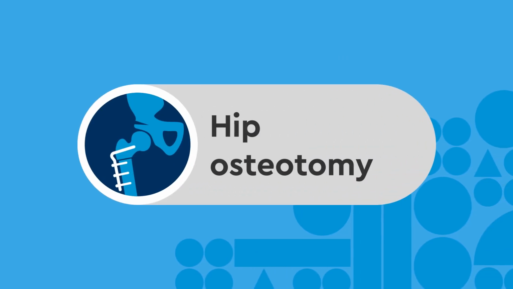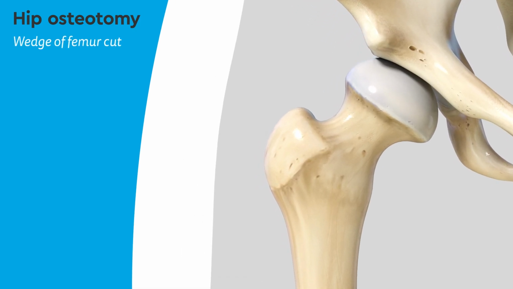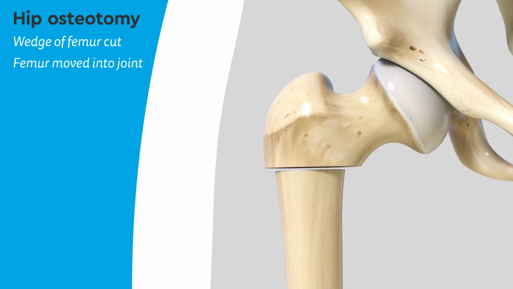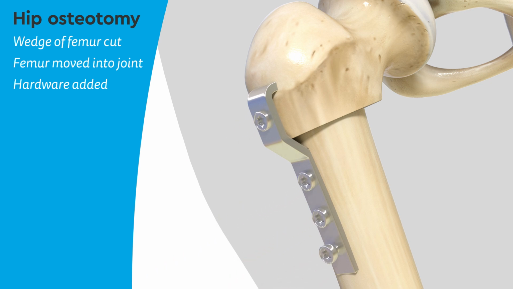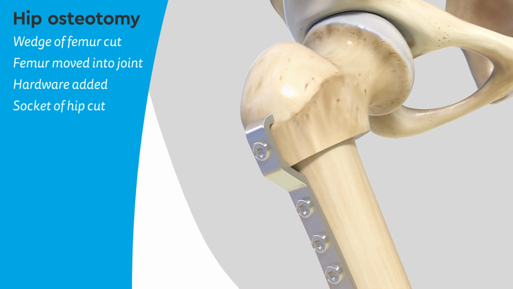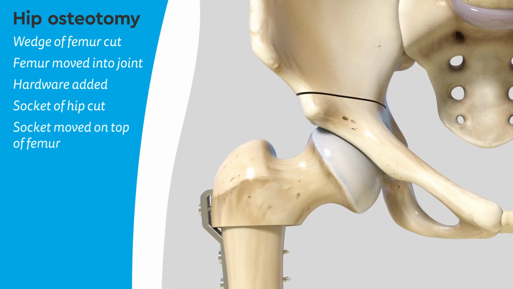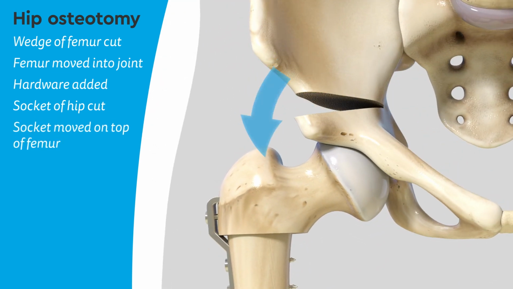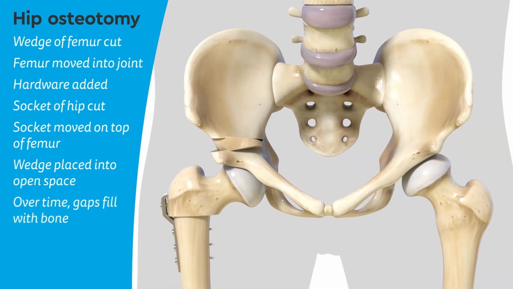Hip dysplasia in MPS can be corrected by a hip osteotomy. First, a wedge of bone is cut from the neck of the femur to lower the head of the femur into the joint, and hardware is added. Next, the socket of the hip is cut, and it is moved back on top of the femur. Finally, the wedge from the femur is resculpted into the open space left by the rotated socket. Over time, the gaps fill in with bone as they heal.